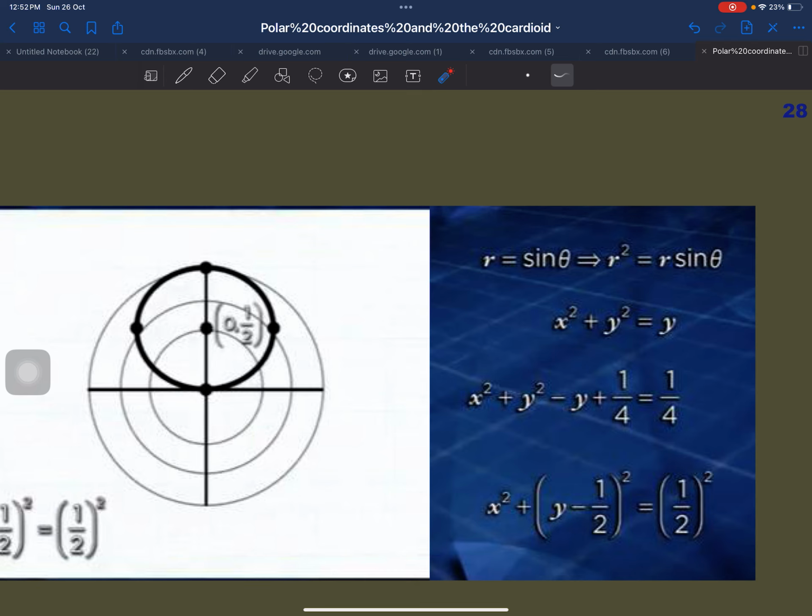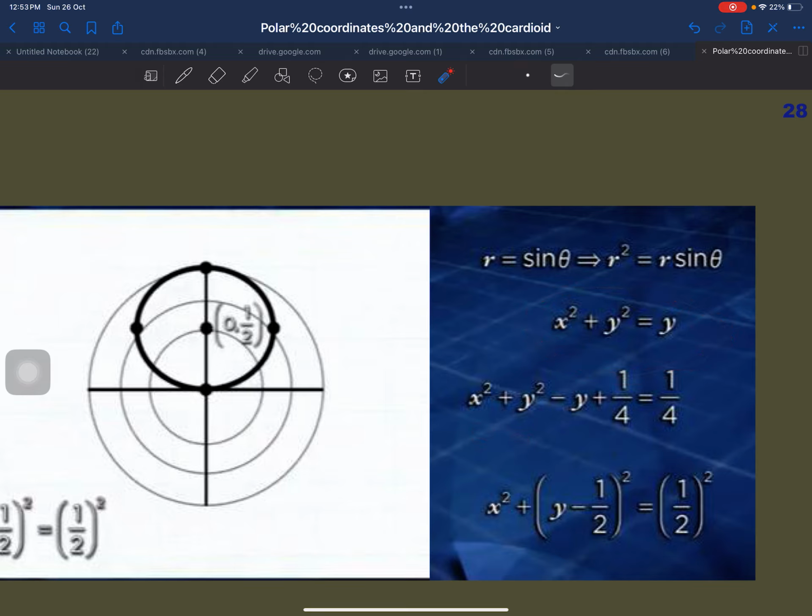Because r sine theta is y, and r squared is x squared plus y squared. R and theta have disappeared. And I have here now x squared plus y squared equals y.